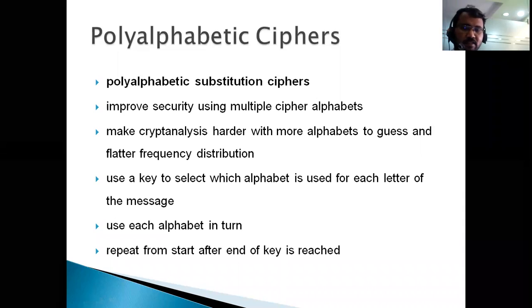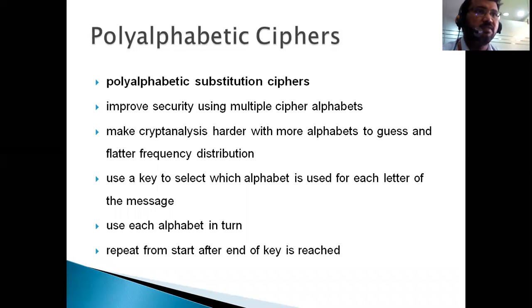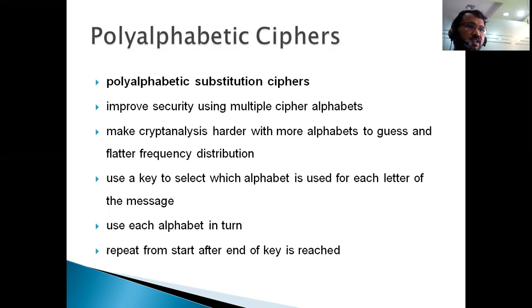Good morning, class. So today we are going to discuss another substitution method, which is called polyalphabetic cipher. Polyalphabetic cipher is a substitution cipher, just like the Caesar cipher, monoalphabetic cipher, and Playfair cipher. In this one, we are going to improve the security using multiple cipher alphabets.